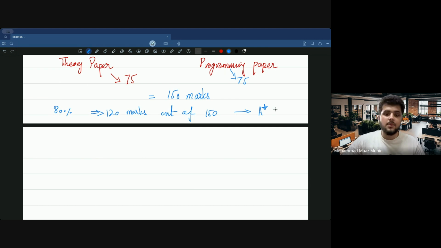Okay, that's clear. Now, the thing is, you get an A star at 120, but we should not be aiming for 120 at all. Our aim is going to be scoring 150 on 150. And I'm telling you, computer science is a subject where you can easily score a perfect 150 out of 150.